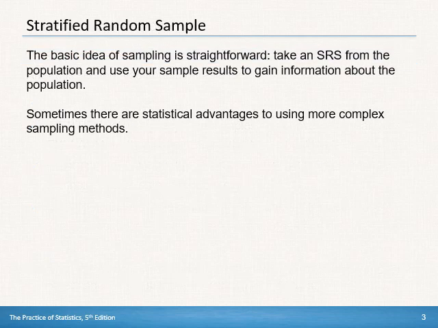All right, so a stratified random sample. The basic idea is that if you take a simple random sample from the entire population, you might get certain subgroups in the population that are more represented than others, or some might be underrepresented. And so we will sometimes use a more complicated sampling called stratified.